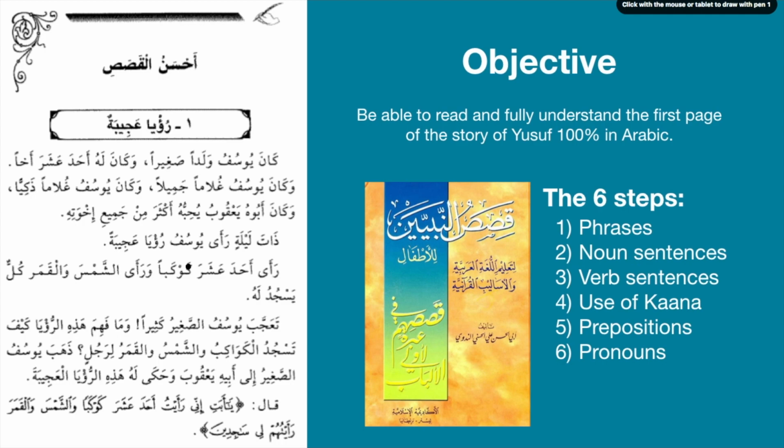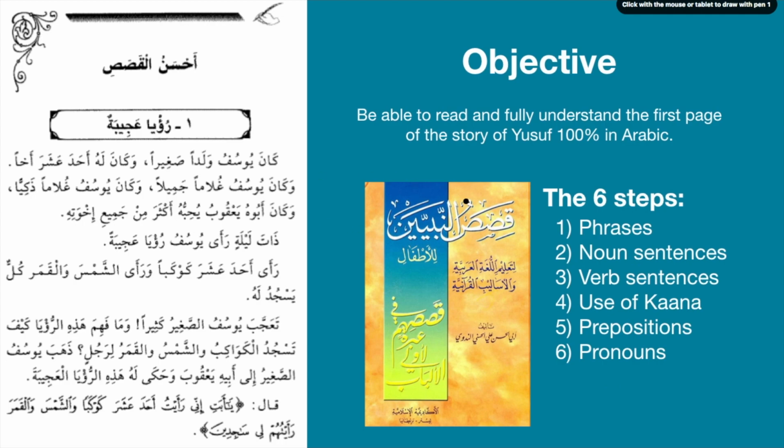We're going to learn about a verb which is called kana. There's a verb kana, which is a bit special. It has some special rules that go with it, and some things that students need to understand to access text like this, and to access the Quran, and to access the whole of the Arabic language, really. Next, we'll talk about prepositions, and we'll talk about pronouns lastly.